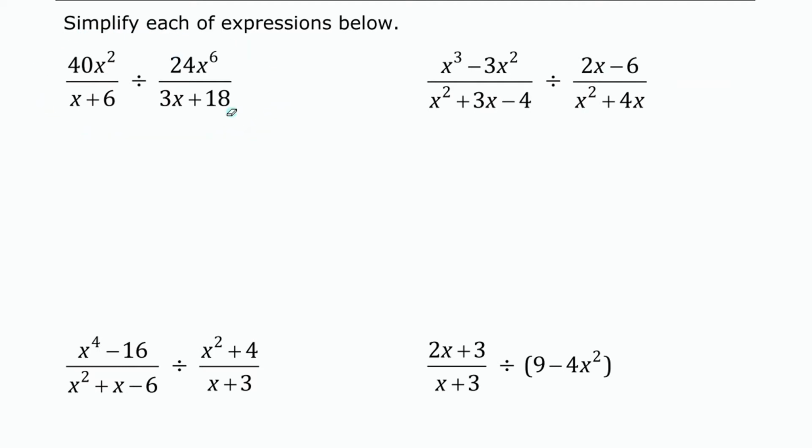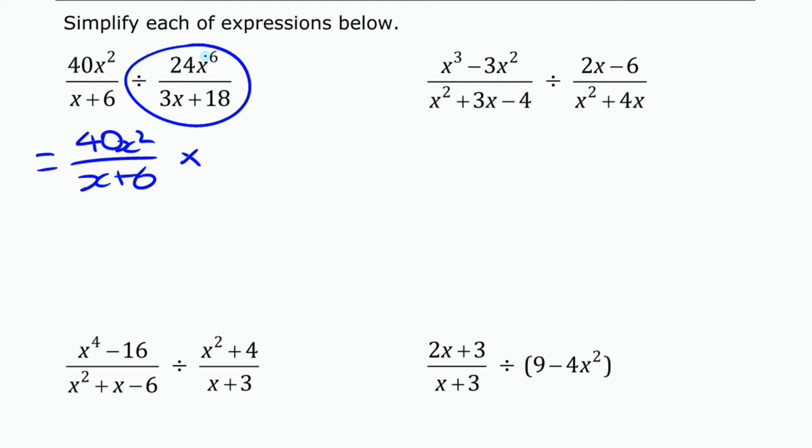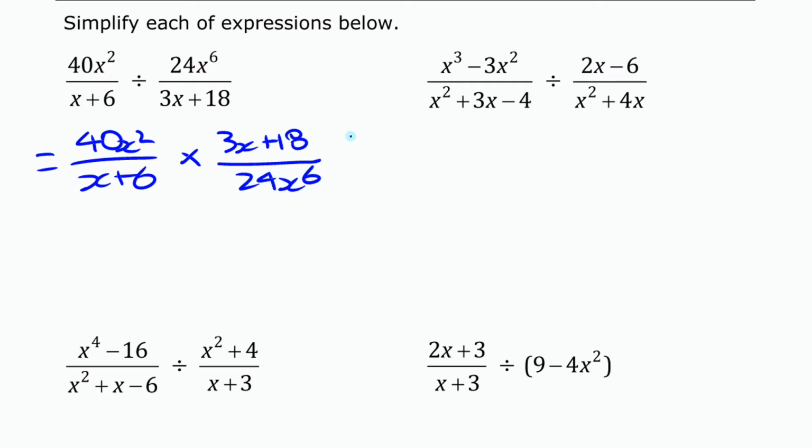That division we're going to write right away as 40x squared over x plus 6 multiplied by, instead of dividing by that, the reciprocal. We're going to put the 3x plus 18 on the top and the 24x to the 6th. We don't need to do much factoring here, but we need to do a little bit of factoring here. This is something that can be factored. This and this are single terms, so they're already in a form that we can use. This is something that can't be factored any further. So I'm going to write that 3x plus 18 as 3 times x plus 6. And then I'll quickly write the rest of it.